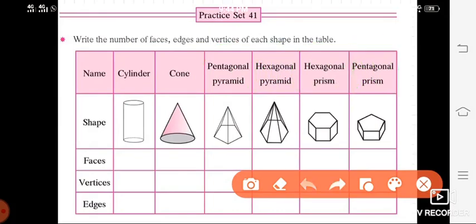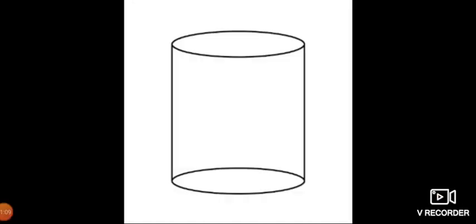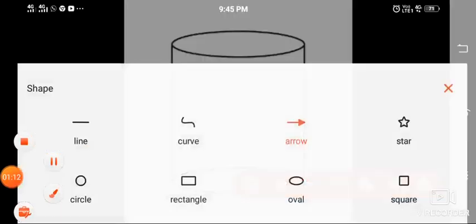Later on they have shown the shapes of those figures, means how the cylinder is, cone, pentagonal pyramid, hexagonal pyramid and so on. They have shown the picture of them. And they are asking us to write the number of faces, vertices and edges. So now let's take each one of them and study their number of faces, vertices and edges. So now let's start. So the first one is cylinder.